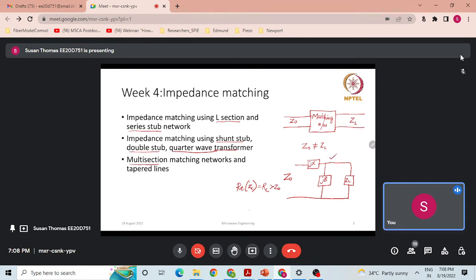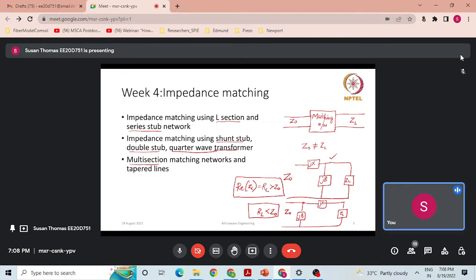If it's the other way around, for RL less than Z0, we have jB, jX, ZL, and this is Z0. So this is the kind of L section network used when RL is less than Z0. This has been discussed in detail in the video lectures. The derivations, everything has been discussed.